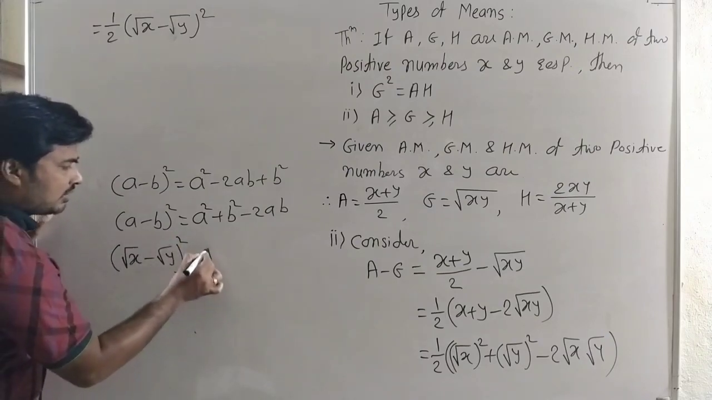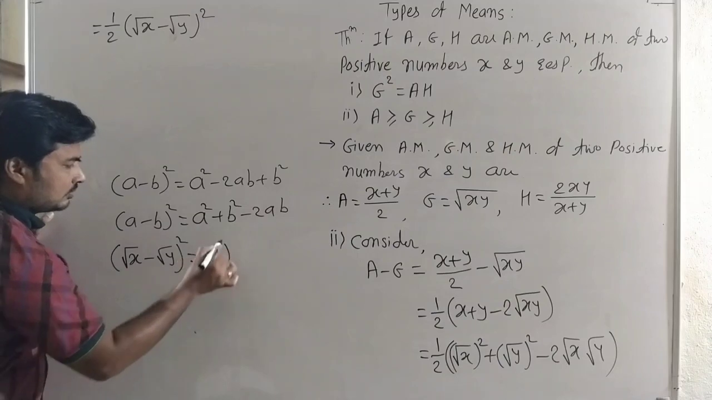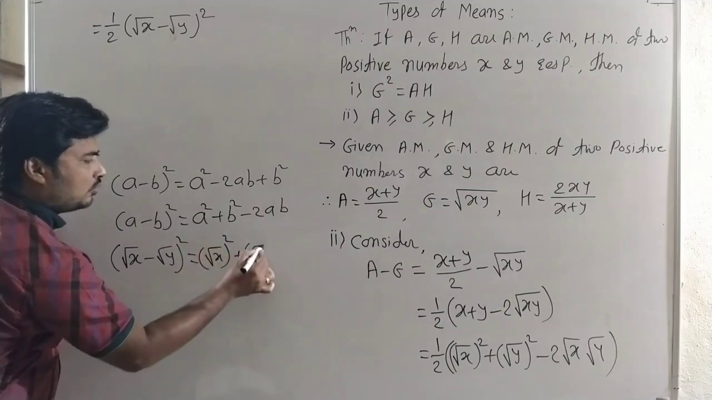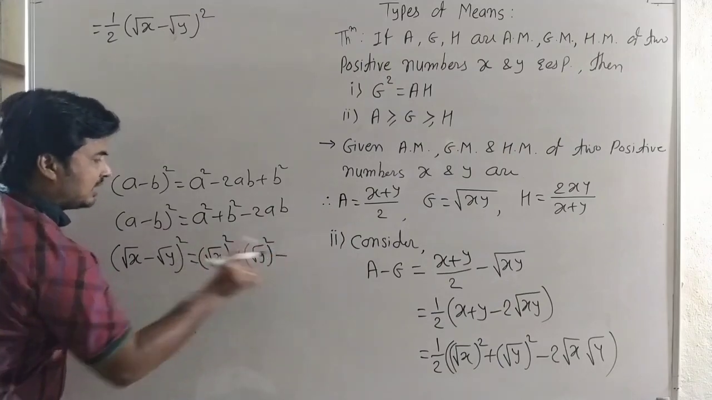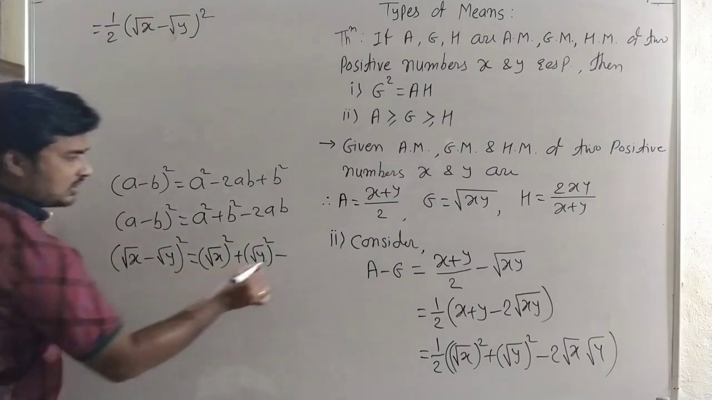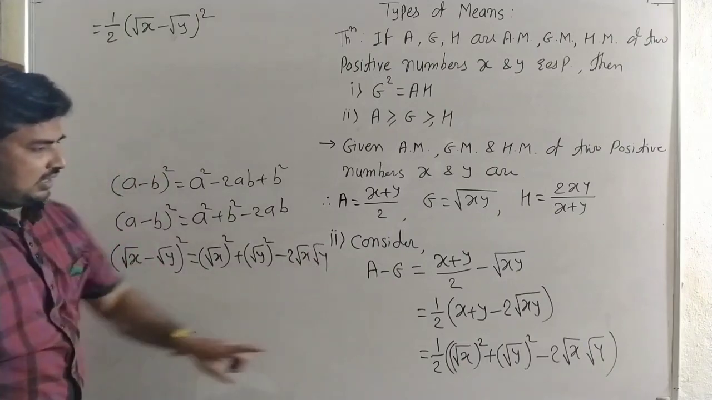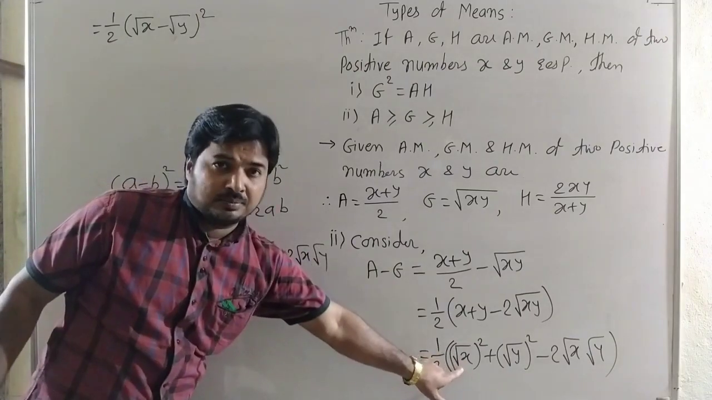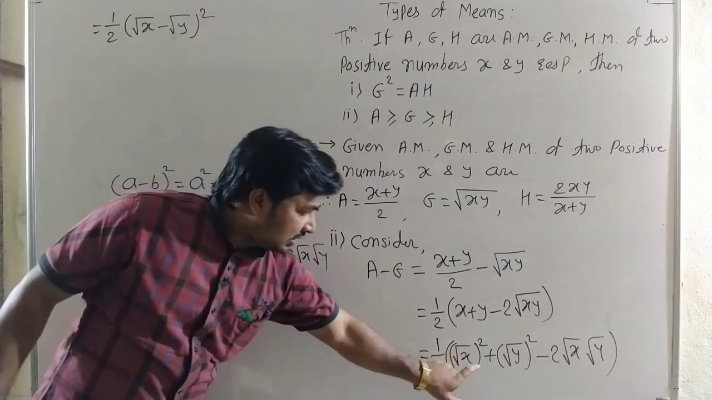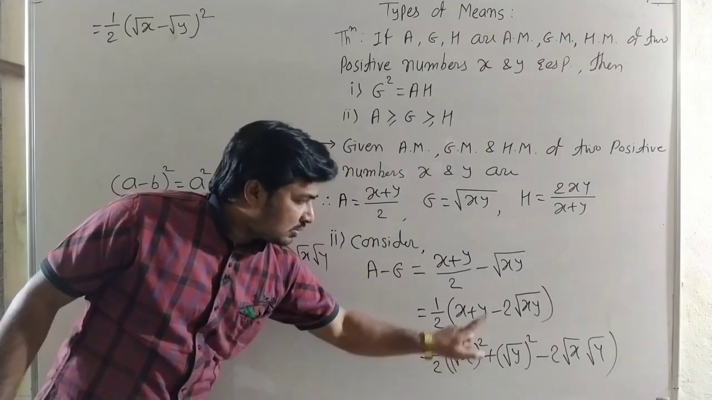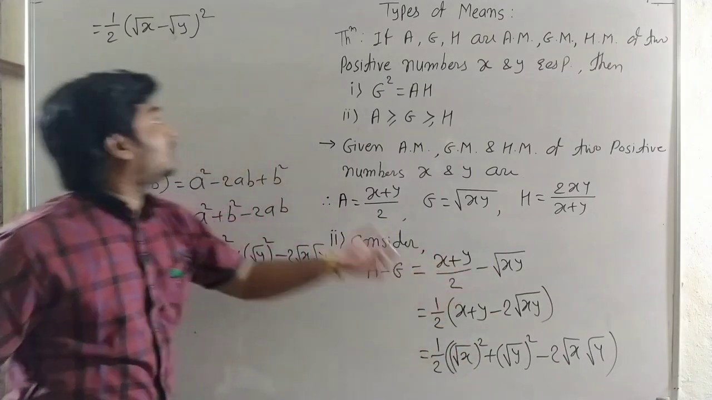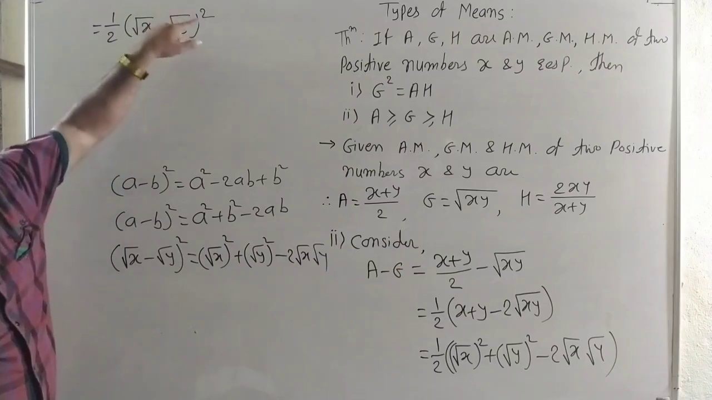Now here we can find the square of under root x minus under root y whole square: under root x square plus under root y square and minus 2ab, that means minus 2 under root x into under root y. This term in the bracket, we can write as under root x minus under root y whole square.